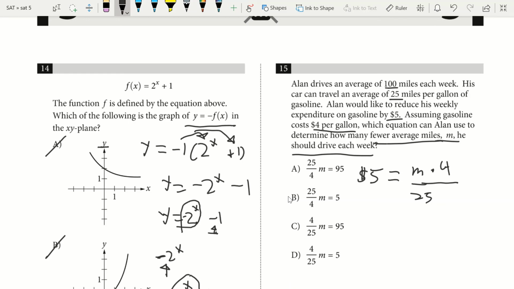So we're left with 4m over 25 equals 5. So 5 equals 4m over 25. We find which equation matches ours. We see that equation D matches ours. So our answer is D.